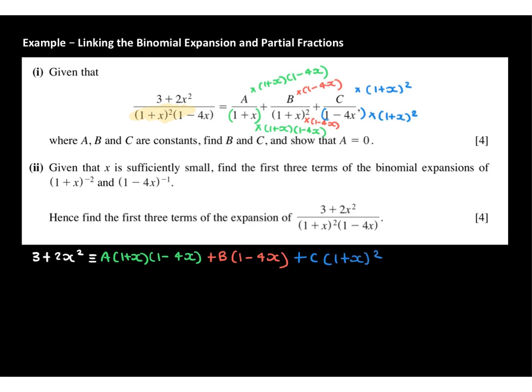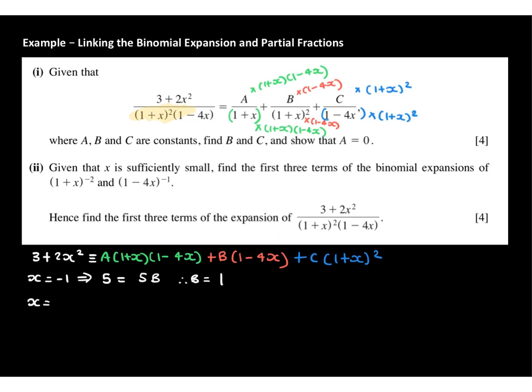So choosing our values very carefully, let's choose x equals negative 1 first of all, which gives us 5 on the left hand side. And on the right hand side, both a and c will disappear for the moment. We'll eliminate both of them. And the central term will become 5b. So b very simply equals 1.